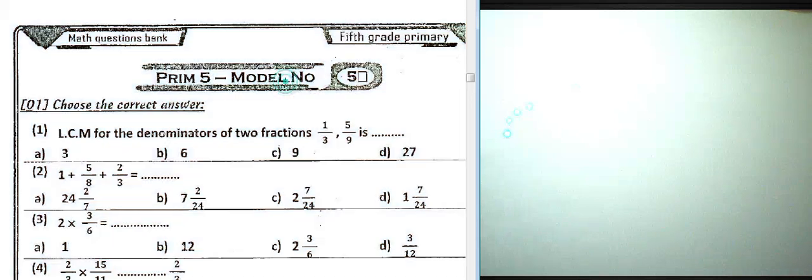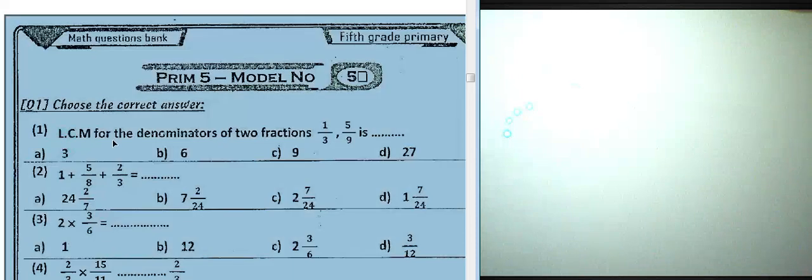Today we'll solve model number 5, math questions bank from الدقهليه government. Question number 1: the least common multiple of the denominators of two fractions, 1 over 3 and 5 over 9, is 9, because 9 can be divided by 3. Then the least common multiple between the two denominators here will be 9.